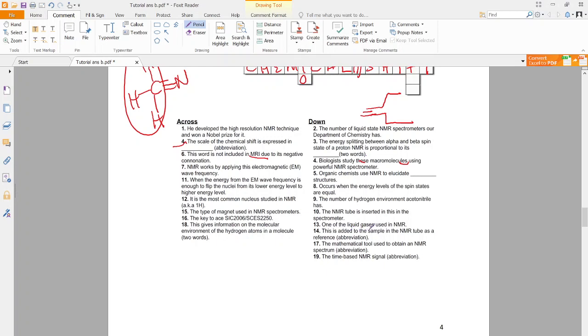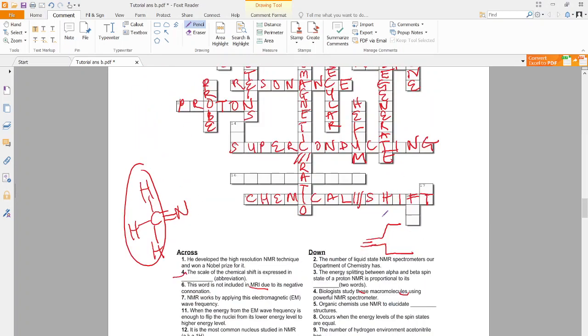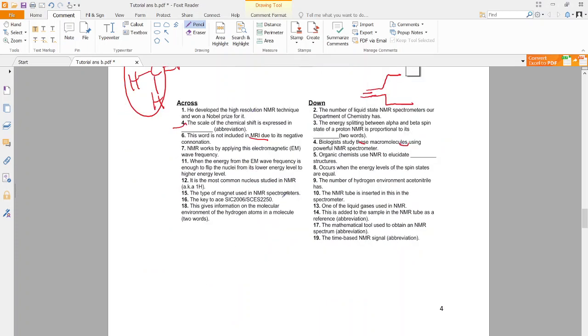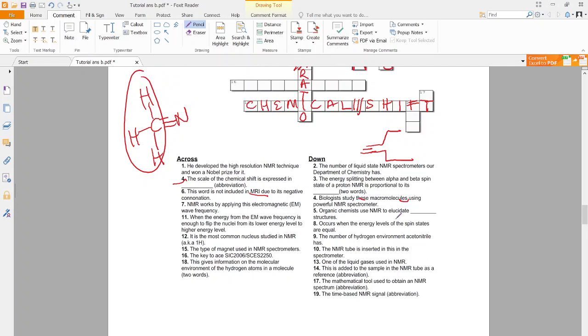This is added to the sample in the NMR tube as a reference. So of course that has to be TMS. Alright, which one is it? Where is it? Yes. So we have TMS. And the mathematical tool used to obtain an NMR spectrum. Mathematical tool. It has to be Fourier transform. So FT, since it's abbreviation.